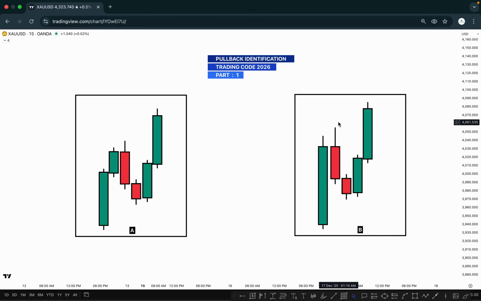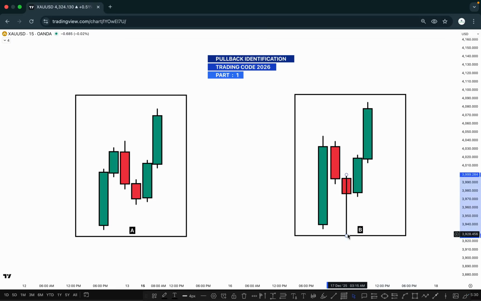One more process is possible for identifying a valid pullback. What happened here: if this candle high is not broken by this one, but this bearish candle is broken by the previous candle low here, we can consider this a valid pullback because the market broke the previous candle low. So we can also confirm this as a valid pullback to mark this structure right here.